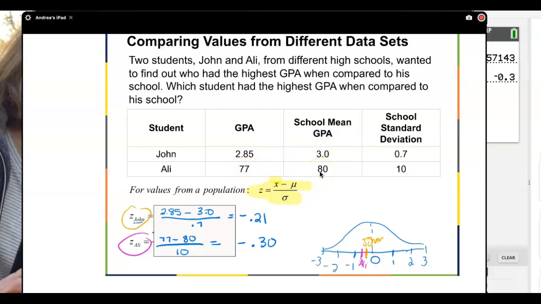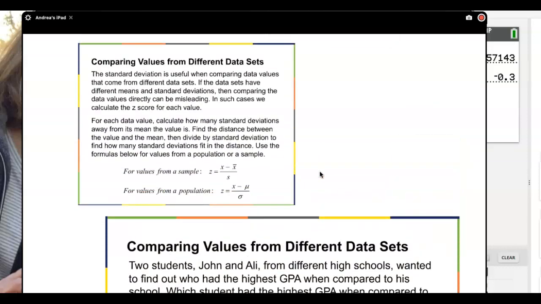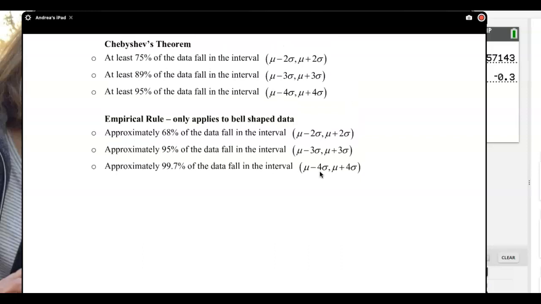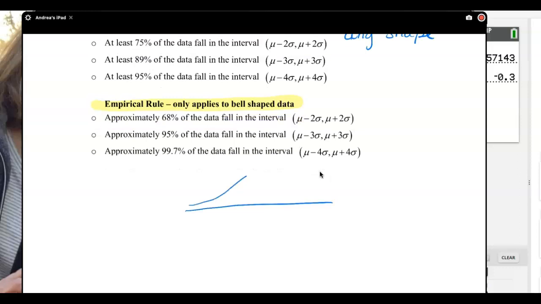Make sense? Now, I'm going to scroll back up to the end of the last video, where I didn't talk too much about the empirical rule and Chebyshev's theorem. The difference is that the empirical rule applies to bell-shaped data, whereas Chebyshev's would be any shaped data. So let me draw a little picture of what the empirical rule is telling us. If our mean is at the center and we did a histogram where the shape of our data is bell-shaped or symmetrical like this.